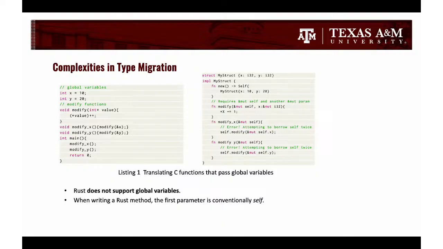This is because for methods in Rust, the first parameter is conventionally self, referencing the struct instance on which the method is called.